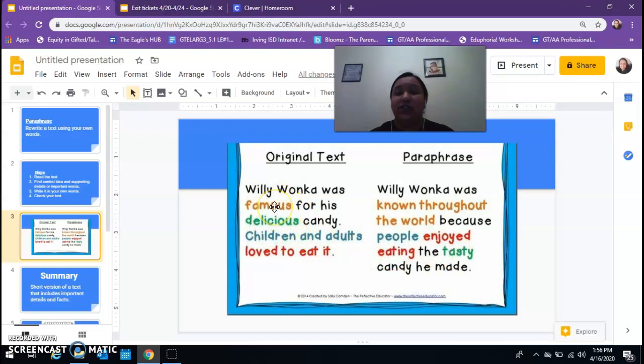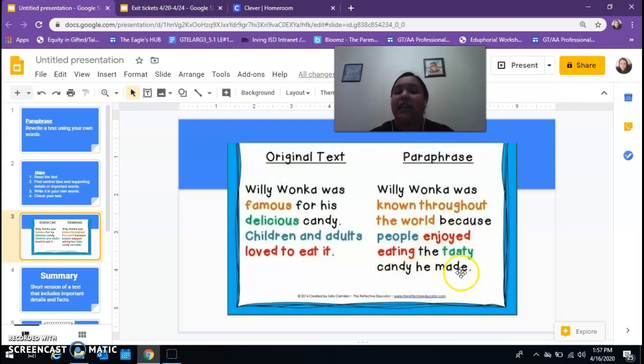Some of these words, they took the definition and they put it in place of the word. And like for children and adults, they just made it short by just saying people. So we're just making some changes here and there to make sure that I can understand it. So they paraphrased it by saying Willy Wonka was known throughout the world. Instead of famous, he was known throughout the world because people, so not children and adults, but people just in general, enjoyed eating. So instead of loved eating, enjoyed eating. It has the same meaning, but I'm just changing the words.